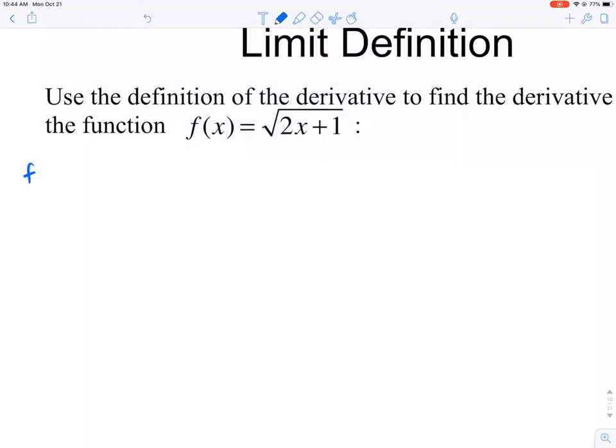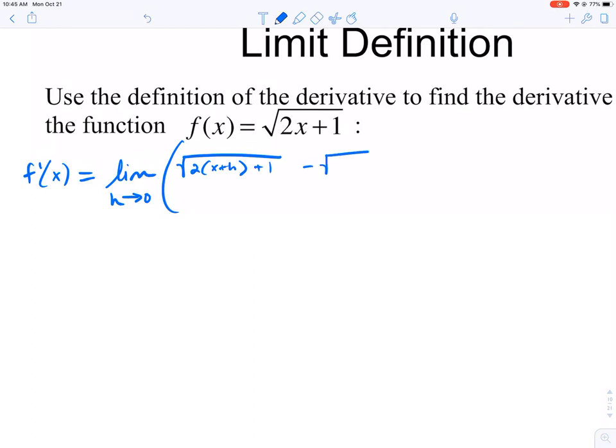Okay, so let's find f prime for the square root of 2x plus 1. So we take the limit as h approaches 0 of our difference quotient, so that'll be the square root of 2 times x plus h plus 1 minus f of x all over h.